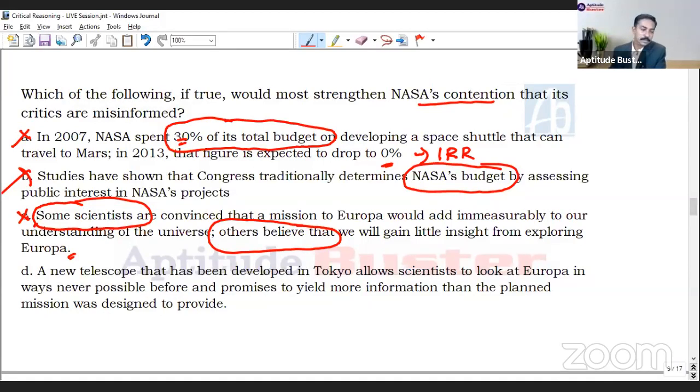You would have understood D is the answer, but let's verify it once again. Let's validate whether option D provides a reason for NASA's change from Europa to Mars. A new telescope that has been developed in Tokyo allows scientists to look at Europa in ways never possible before and promises to yield more information than the planned mission was designed to provide. So this provides a far more convincing reason for NASA's shift from Europa to Mars. It says that a new telescope provides much more detailed information than a planned mission. Therefore, we can be very sure option D is the answer for the given question.